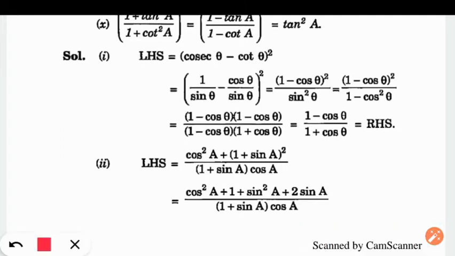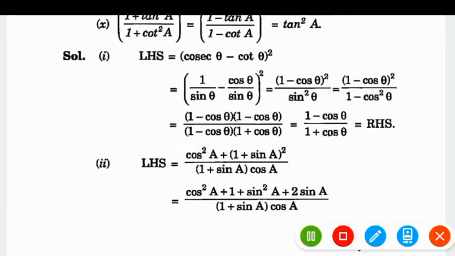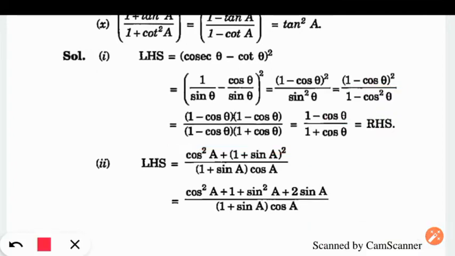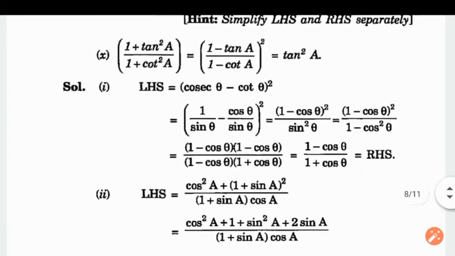Now here a square minus b square. What is the formula of a square minus b square? A plus b, a minus b. 1 minus cos square theta means 1 minus cos theta into 1 plus cos theta. So this cancels out. We have RHS proved. Question number 2.